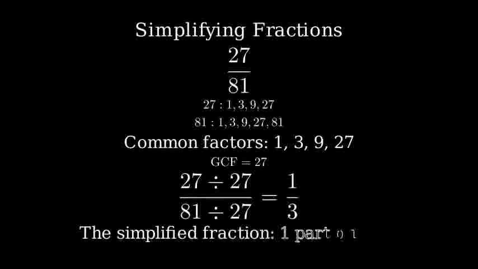The simplified fraction tells us that 27 parts out of 81 is equivalent to 1 part out of 3. Simplifying fractions makes them easier to understand and compare.